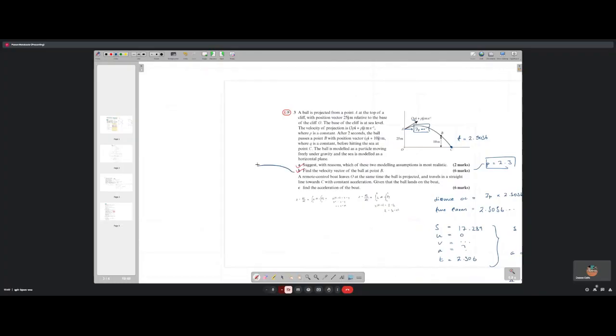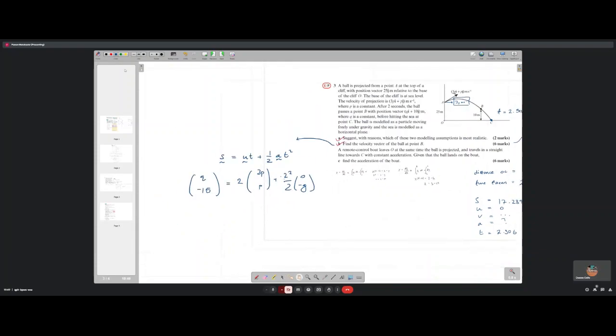So supposedly, in part B, at some point, you would have s is equal to ut plus half at squared. Did you use this equation in part B? So if you use the equation, you would have got q minus 15 is equal to 2 into 3p, p plus 2, squared over 2 into 0 minus g. And then notice you would have simultaneous equations. Well, actually, not even simultaneous equations.